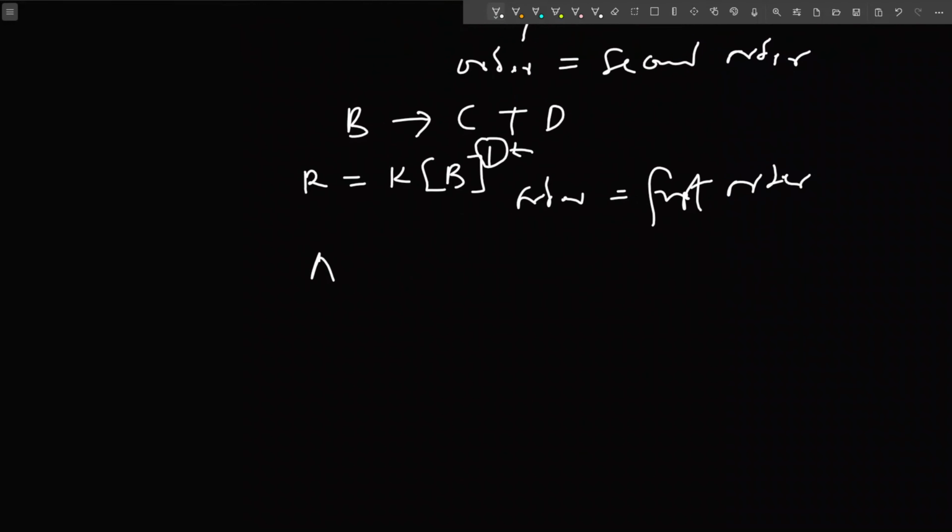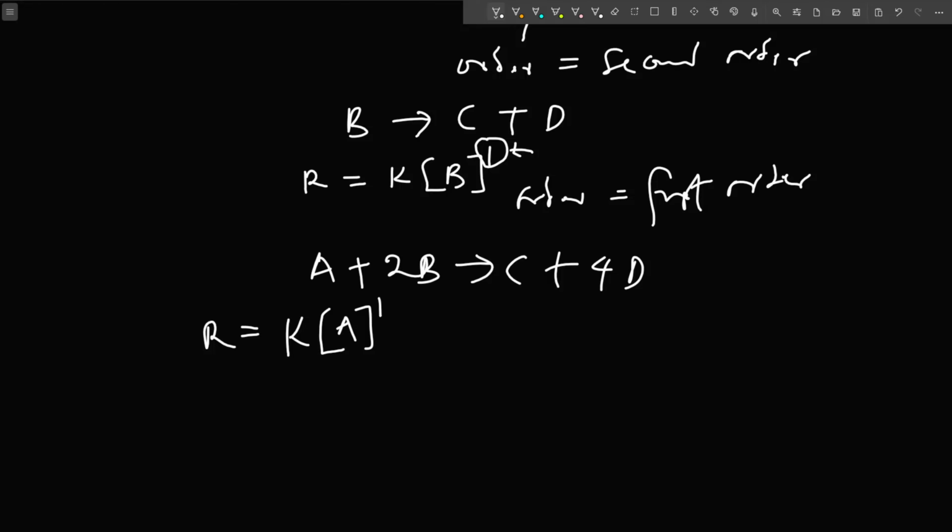For example, I have A plus 2B to give C plus 4D. Let me just play with that. And I say that the rate law, don't forget I said we determine the rate law through experiment. I'm just assuming; in next videos, we're going to solve questions. I'm just assuming what the order is. You don't assume, you have to perform experiments. Let's assume that the rate law of this reaction is K conc of A raised power 1 times conc of B raised power 2. Let's just assume that this is the rate law.